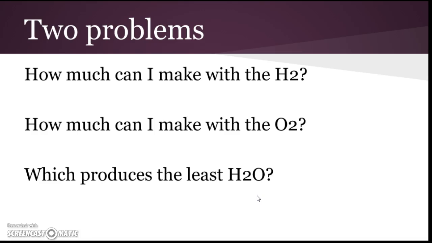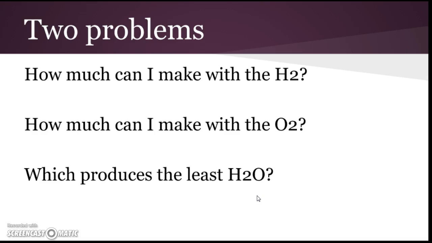I'm going to set that into 2 problems. How much water can I make from the hydrogen, and how much water can I make from the oxygen? And then I am stuck with producing whichever is the least amount. Just like in my hot dog example, I had 10 hot dogs but only 8 buns. So I'm limited by the one that I'm going to run out of first. I was limited by the hot dog buns, so I could only make 8, even though I had 10 hot dogs. I could still only make 8 full hot dogs with buns.